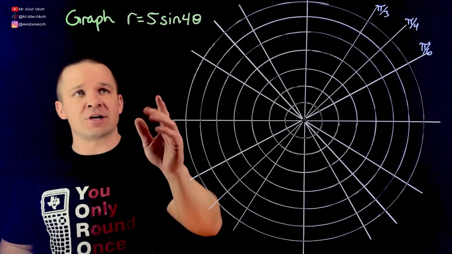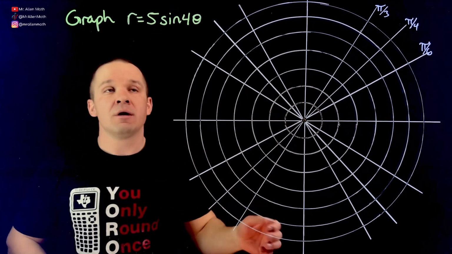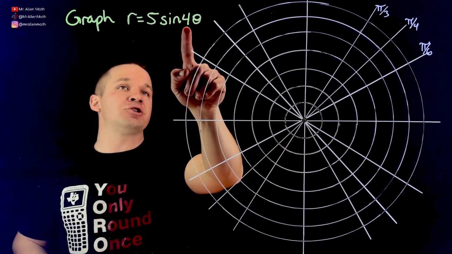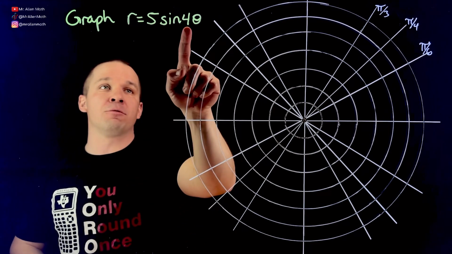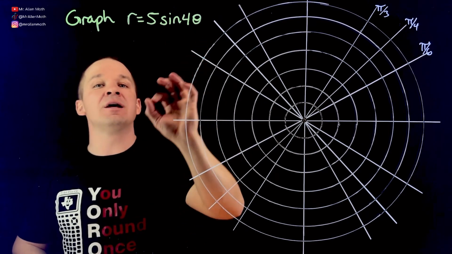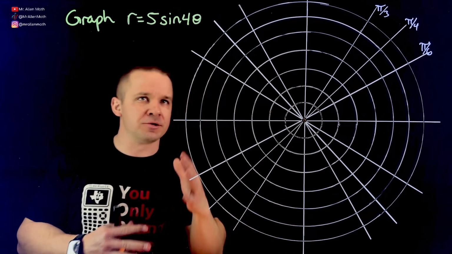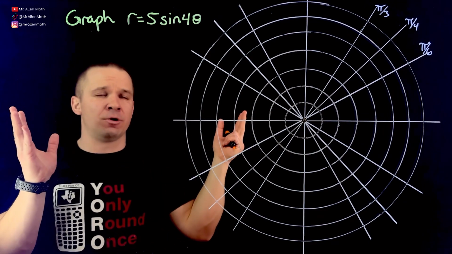Well, first off, there's no sum or difference, which would be like a limacon or cardioid, right? And then I also have this 4 inside my sine function, therefore making it a rose rather than a circle. If that 4 was not there and it was 5 sine of theta, it's a circle. But because we have that 4 there, it becomes a rose. So those are some of the indicators that you can look for. So first thing done, it's a rose.